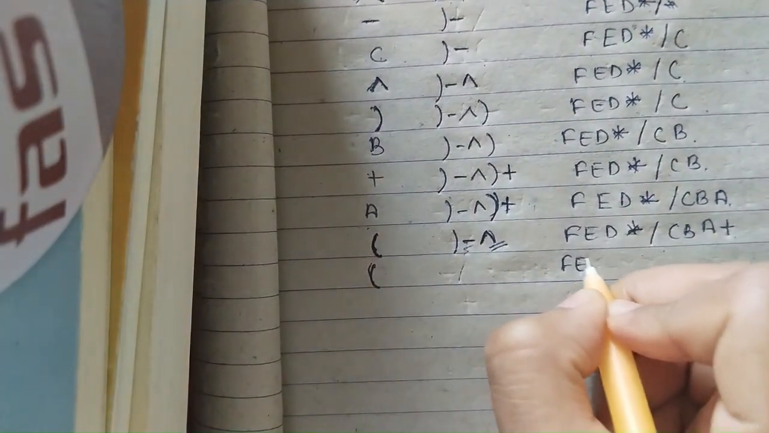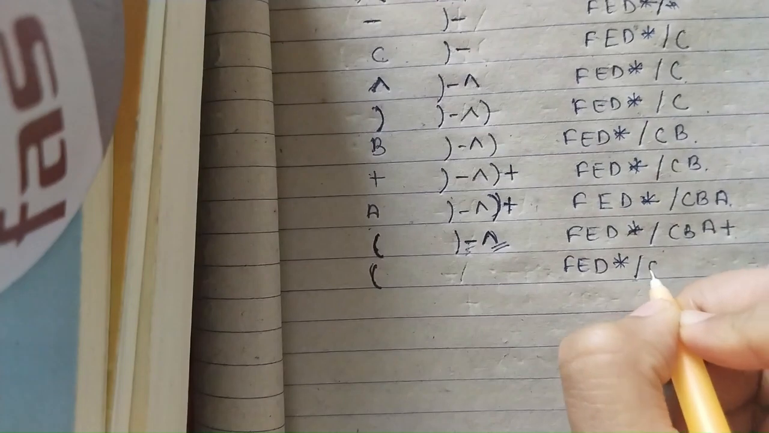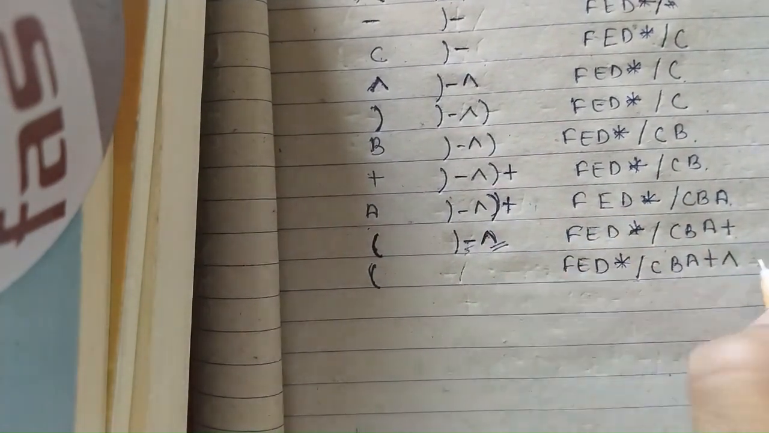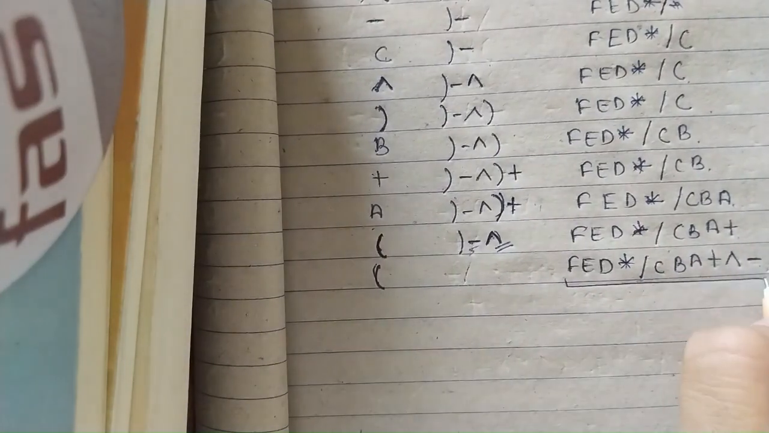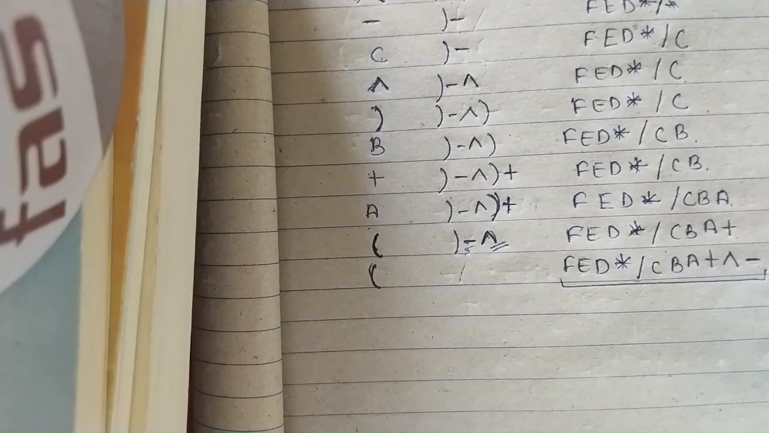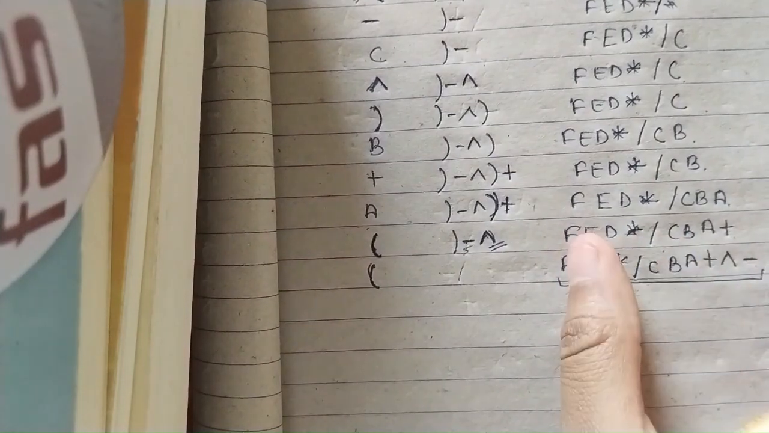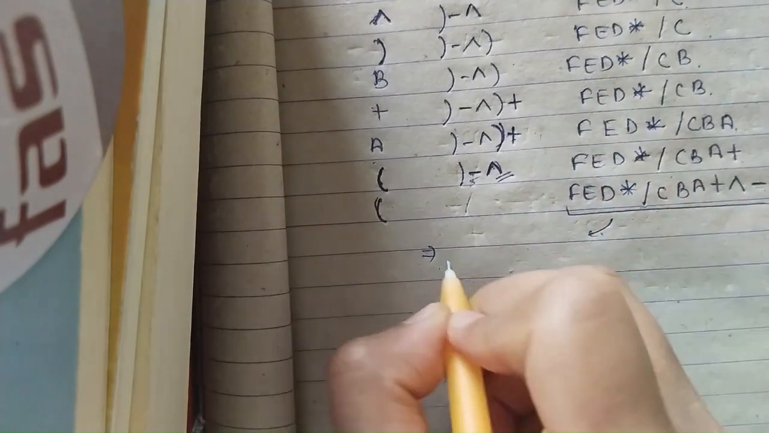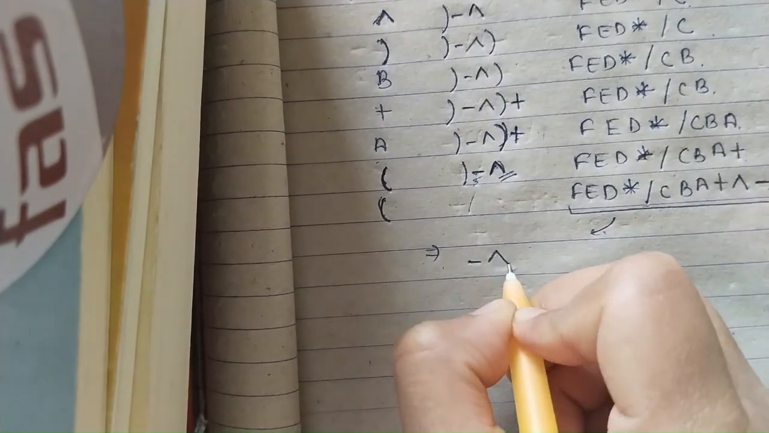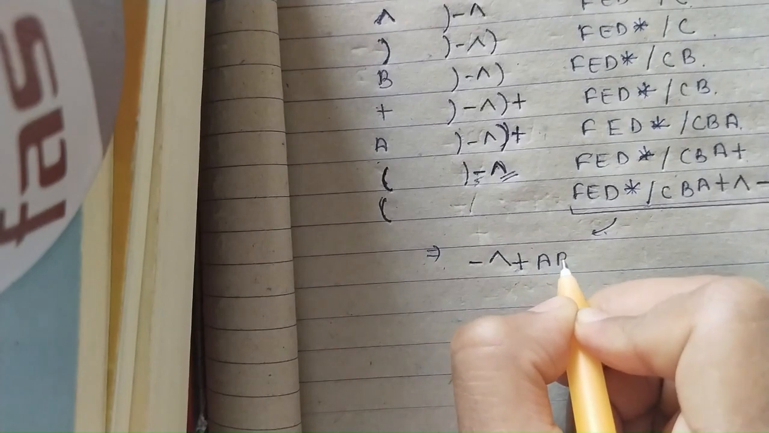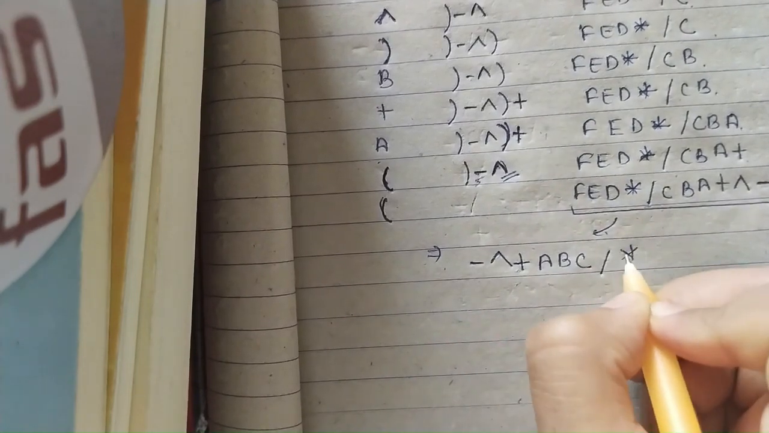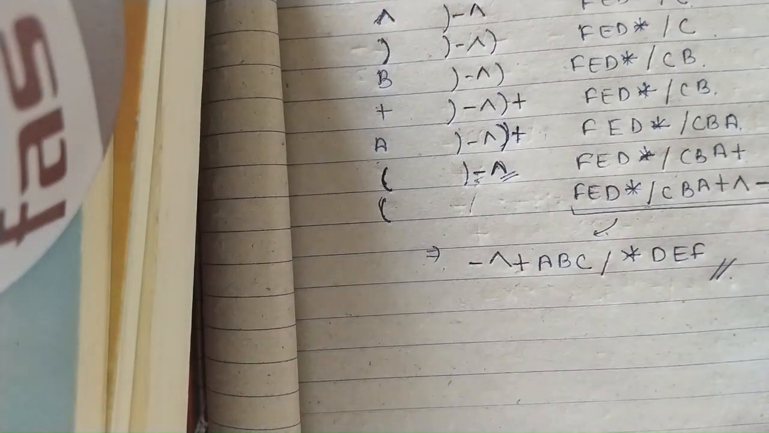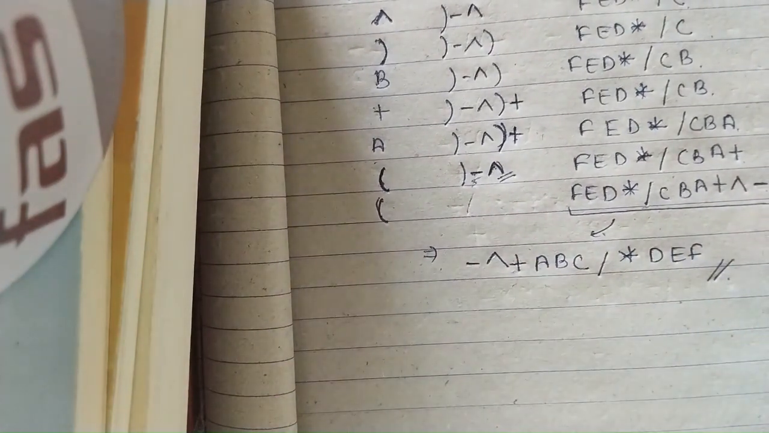So FED into CBA plus, this is going to get popped out first and then the minus. So you're left with this expression. But this is not your final answer. You're going to reverse this expression again and then write. If you reverse this expression, you will be left with minus exponential plus ABC divided by multiply DEF. So this is your final answer. I hope this question is clear to you all.